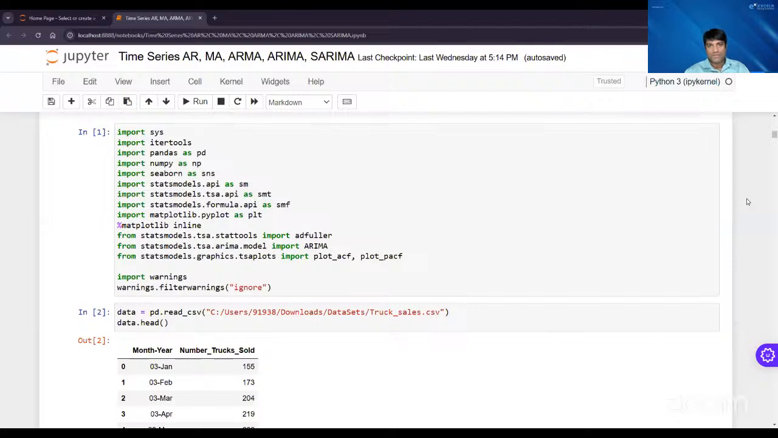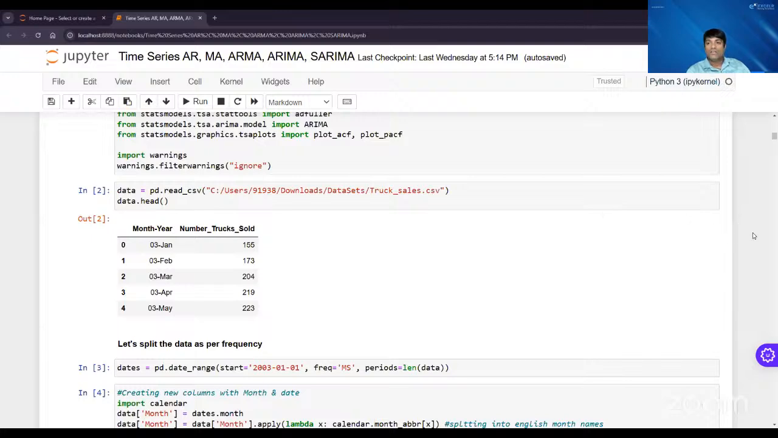Coming to the libraries part, these are a few important libraries which time series actually works on. And we have also seen the data set, which basically consists of the number of trucks sold over the years. So this is what the data set was about.